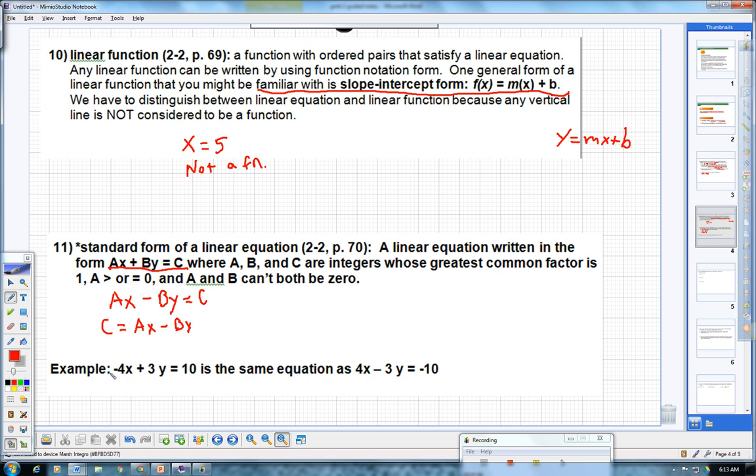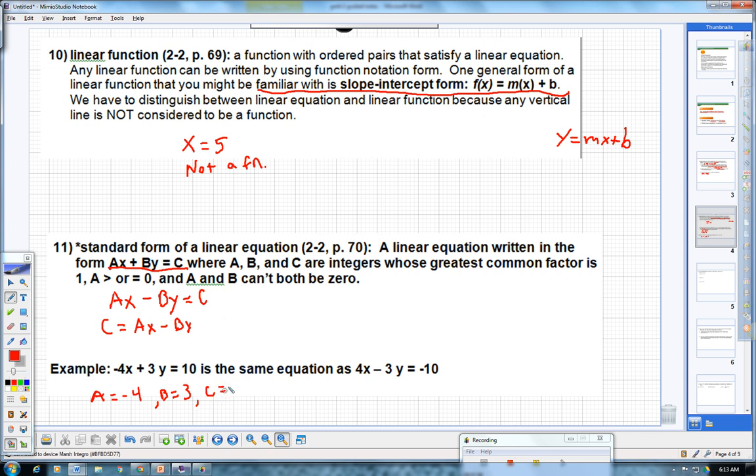The example that we give here is negative 4x plus 3y equals 10. So A would equal negative 4, B would equal 3, and then C would equal 10.